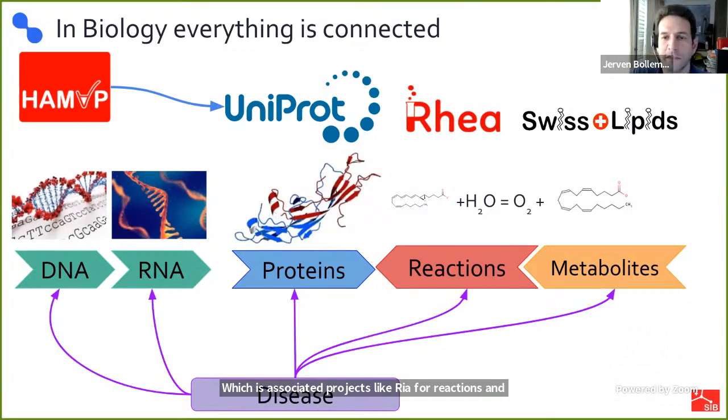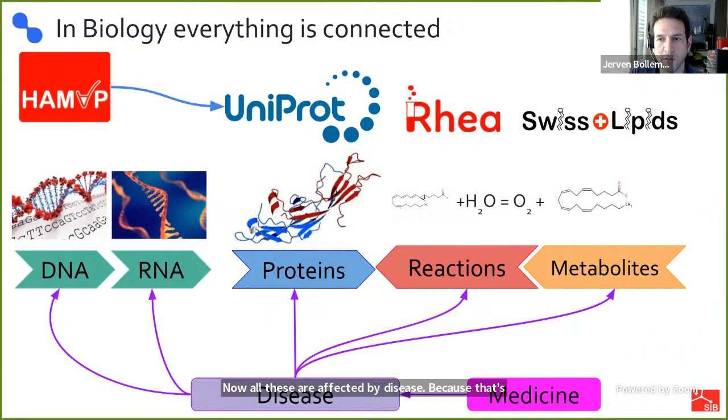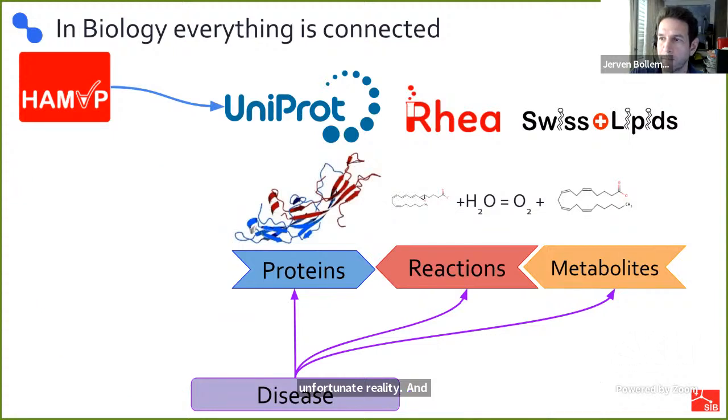Now, all of these are affected by disease because that's the unfortunate reality. And as there's disease, there's hopefully a medicine. So these are the parts that we work on. HAMAP is a little bit of an example. It's a bit odd because it's not really a database. It's more of a database of rules about how to annotate proteins. If you look at it today, you could go and download it, and you might find out that it's actually about 3,000 SPARQL queries, with SPARQL being used as a rule language. But it's not really the topic of today's talk.